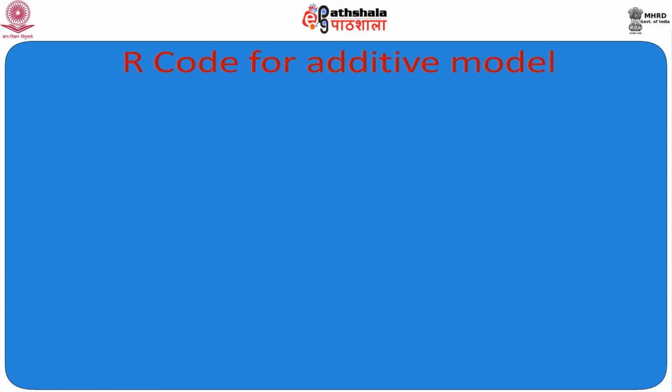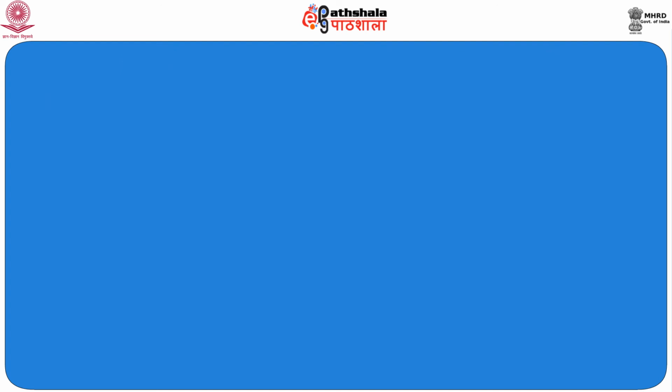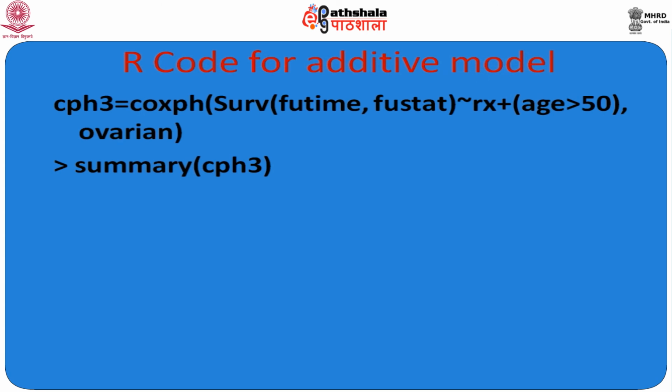Now we will go for the third kind of modeling, Cox proportional hazard additive modeling, where Cox PH3 is considered as a Cox PH of survival time and event status with treatment Rx and age greater than 50, and it's assigned as summary Cox PH3. Then we will see the result in the next slide.